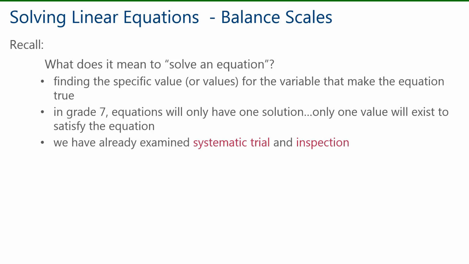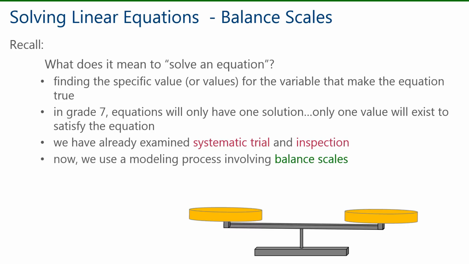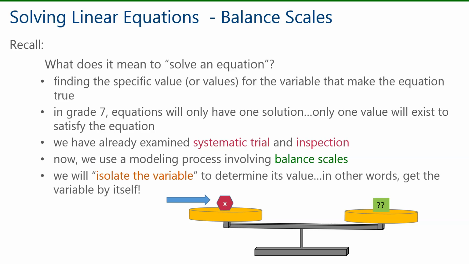We have already examined systematic trial and inspection. Now we use a modeling process involving balance scales, our good old two-pan balance. We will isolate the variable to determine its value. In other words, get the variable all by itself.